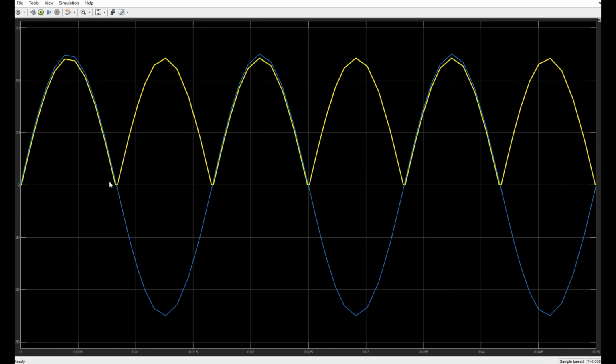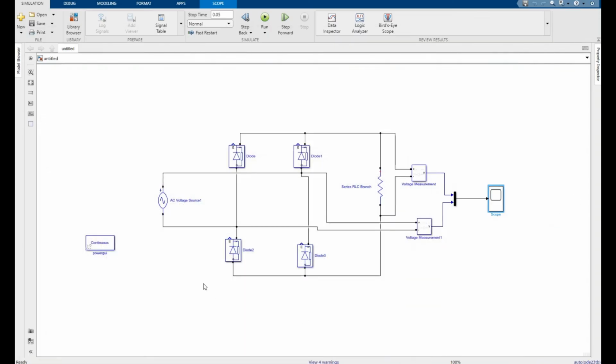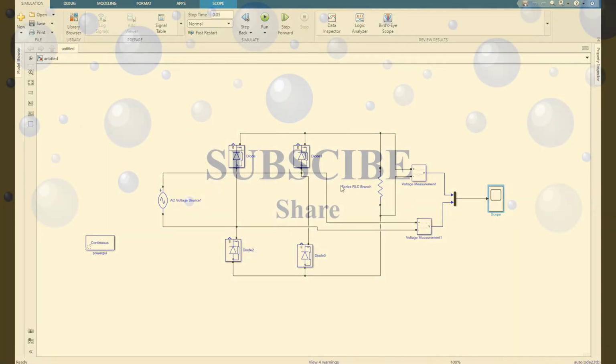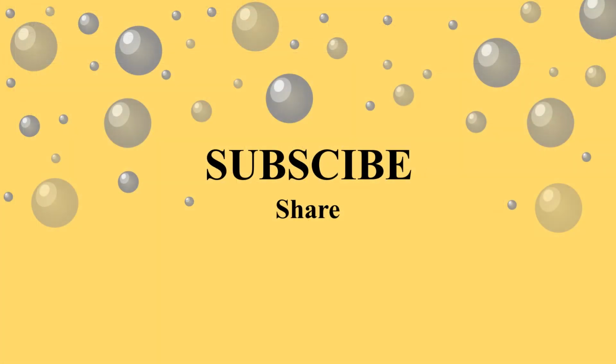I'm getting just the positive pulse of a sine wave or any kind of AC voltage, and I am reflecting the negative pulse to the positive side. I am just rectifying and getting the positive pulse. So this was the simulation of a full wave rectifier circuit. Thank you so much.